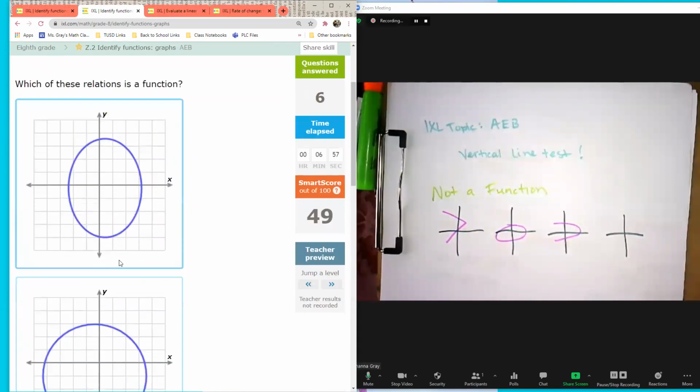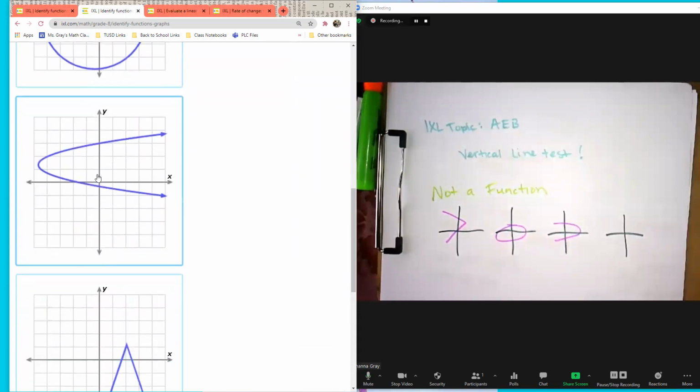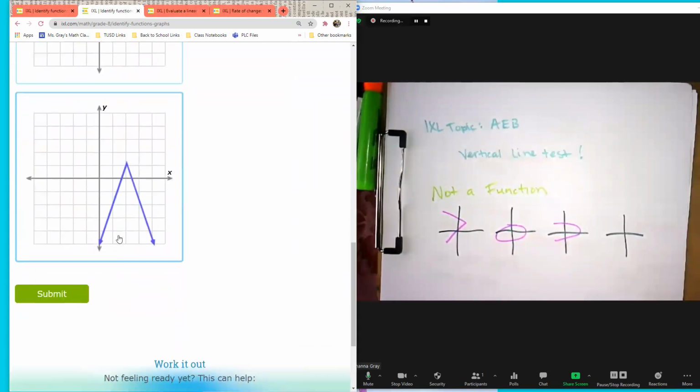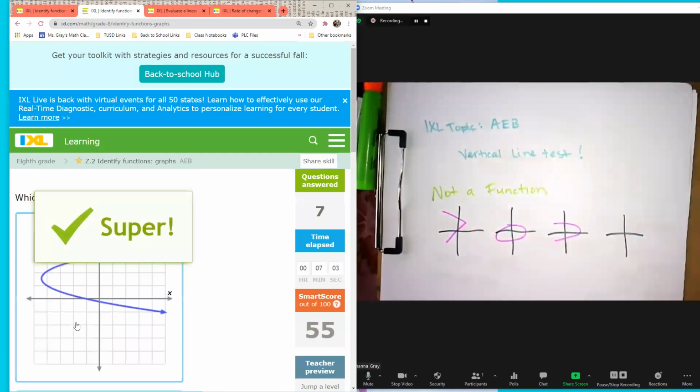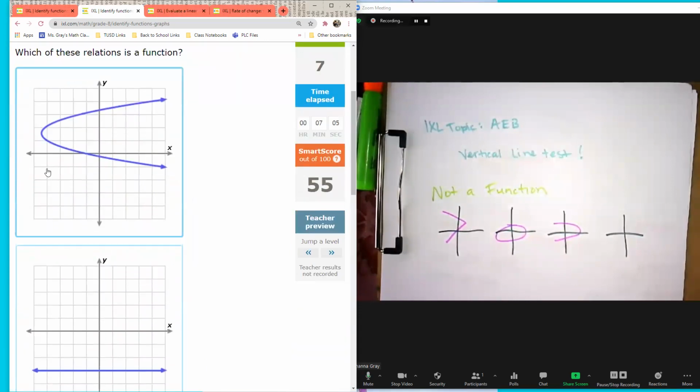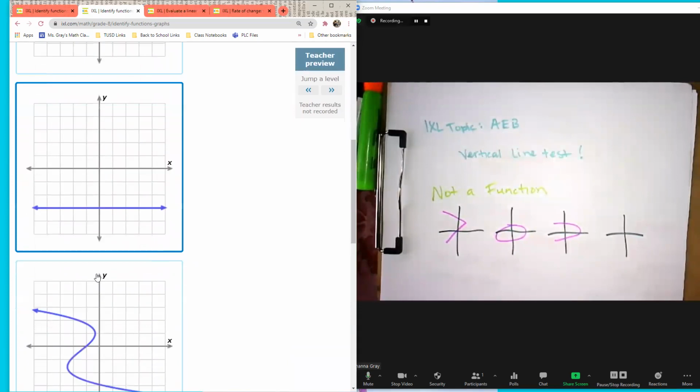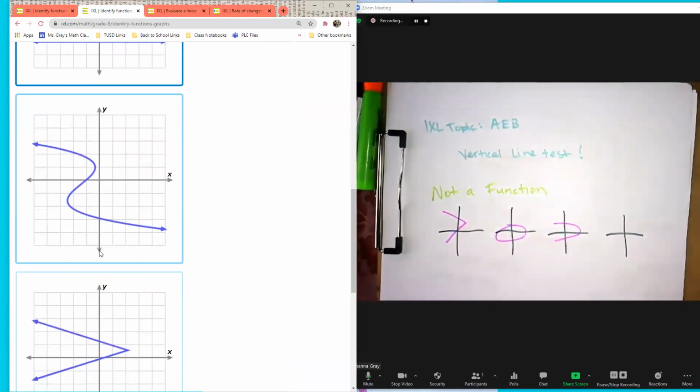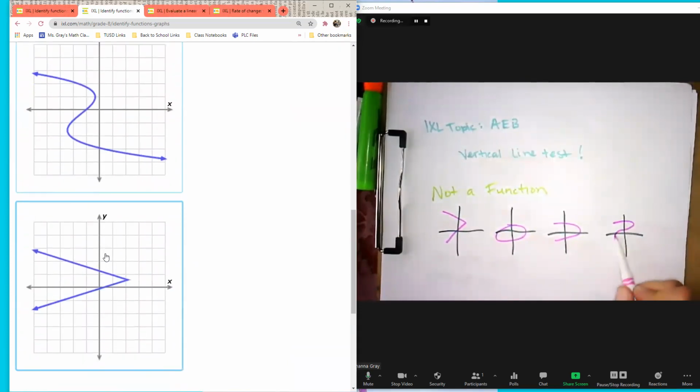Which one's a function? So oval, circle, this sideways U shape, but this is okay. So these are pretty straightforward too. Curves back onto itself, straight line, curves back onto itself right here. So that's another one I can put in here.